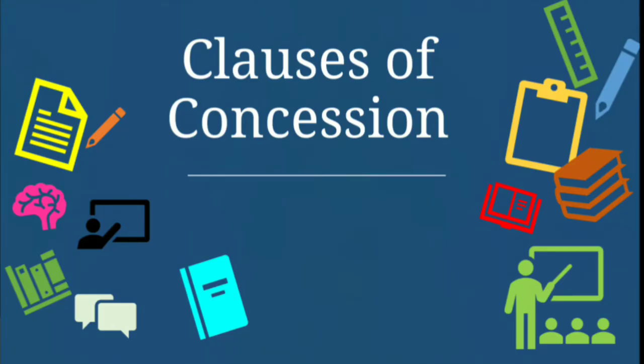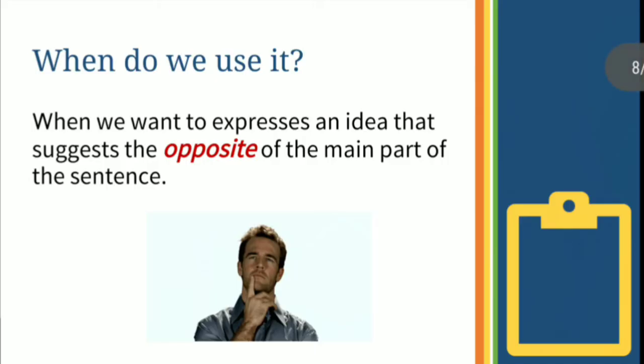Then we have here the clauses of concession, and also we need to know here when do we use it and how do we use it. Okay, clauses of concession are used to express contrast between two statements or ideas, and we use it when we want to express an idea that suggests the opposite of the main part of the sentence.